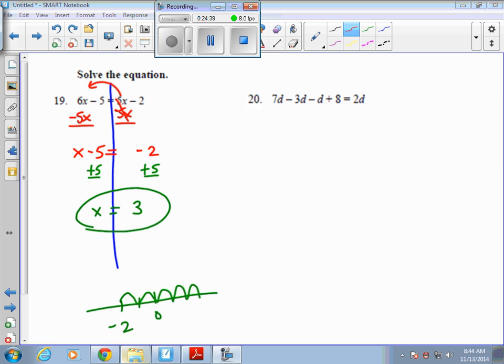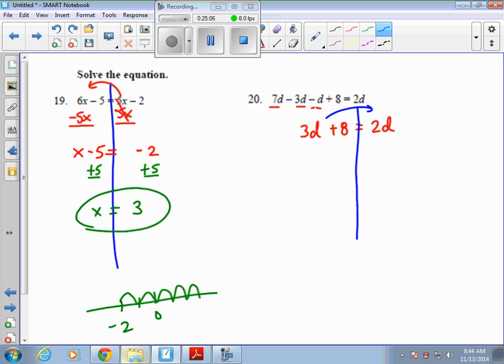Number 20 says we're solving 7d minus 3d minus d plus 8 is equal to 2d. Put all your d's together. 7d minus 3d is 4d minus 1 more d is 3d, plus 8 equals 2d. Normally you'd move your smaller one over to your larger one, but since 8's on the left-hand side, let's move everything else to the right. Subtract 3d. If you do it there, subtract 3d here. 2d minus 3d is negative 1d.